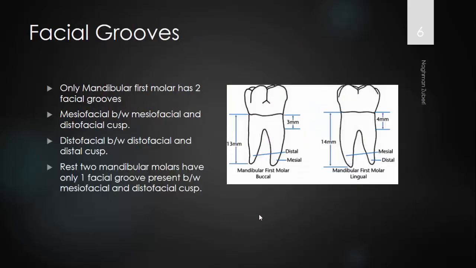If we look at the facial surface of mandibular molars, only the mandibular first molar has two facial grooves. The first groove is mesiofacial, which is between the mesiofacial cusp and the distofacial cusp, and the second one is distofacial, which is between the distofacial cusp and the distal cusp. Other molars, the mandibular second and third molars, have just one facial groove.